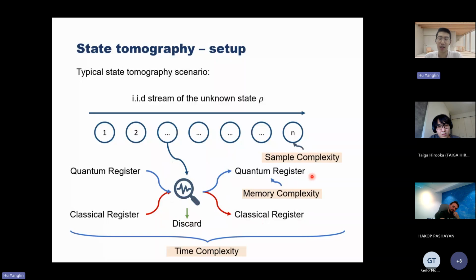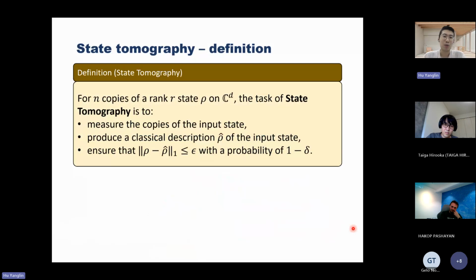Okay, so the number of states rho we require to do tomography is called the sample complexity, and the quantum register we have to maintain during tomography is called memory complexity, and the time we use to do all the measurement is defined as time complexity. Okay. So maybe now I give a more formal definition of state tomography.